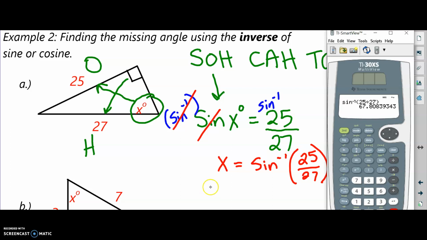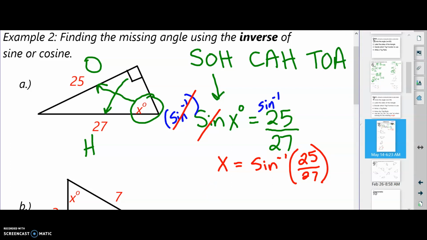If it was whole number, then it would be 68, right? So 68 degrees. If it said to the nearest tenth, then it would be 67.8 degrees. So it just depends on what format it's asking you to put it in.